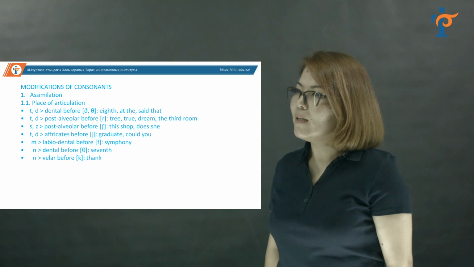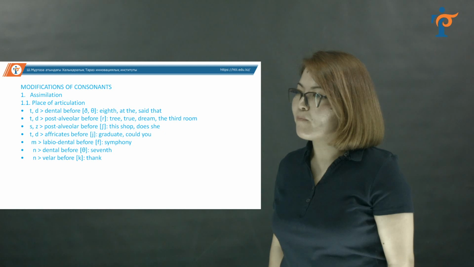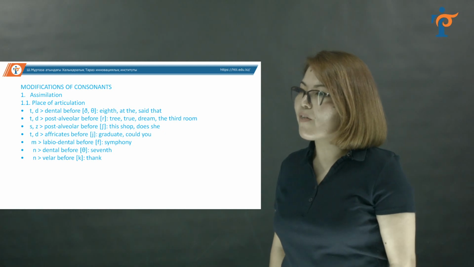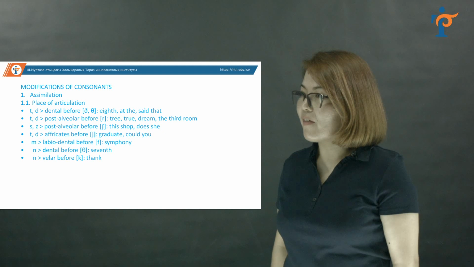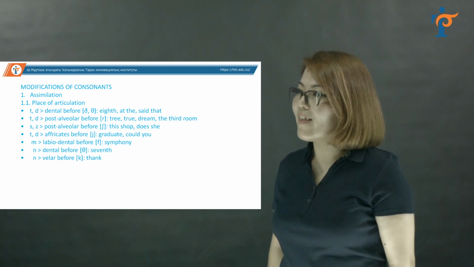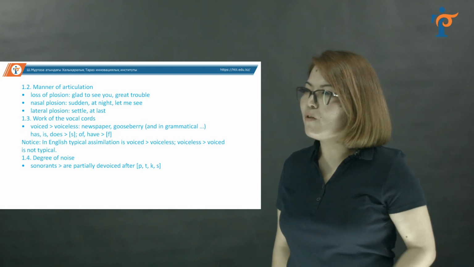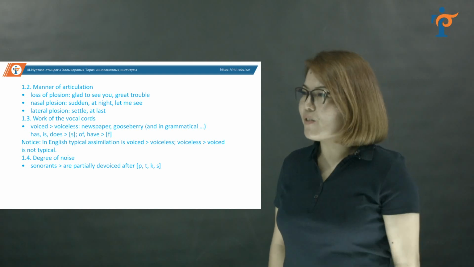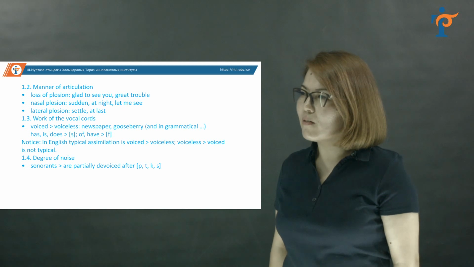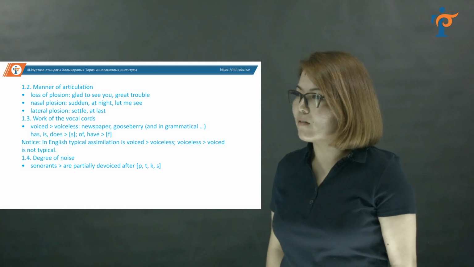M becomes labiodental before f, like in the word symphony. N becomes dental before th, like in the word seventh. N becomes velar before k, like thank. Manner of articulation, loss of plosion, glad to see you, great trouble. Nasal plosion, sudden, at night, let me see. Lateral plosion, settle, at last.